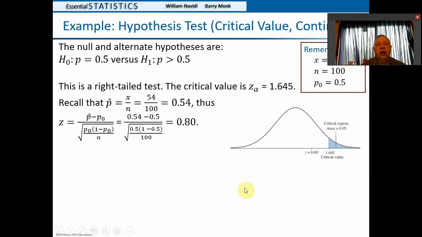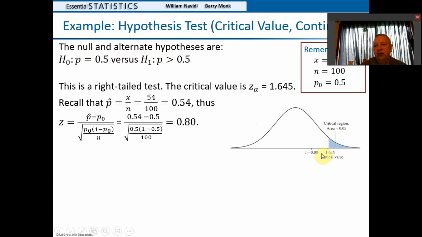So from our claim, we want to test that P is greater than 50%, so P is greater than 0.5. The complement would be P less than or equal to 0.5. Then I would assign my H0 and H1. H0 would go with the less than or equal to 0.5. H1 is my other one that doesn't have the equal. And H1 tells us which test we're running: greater than, the right tail test.